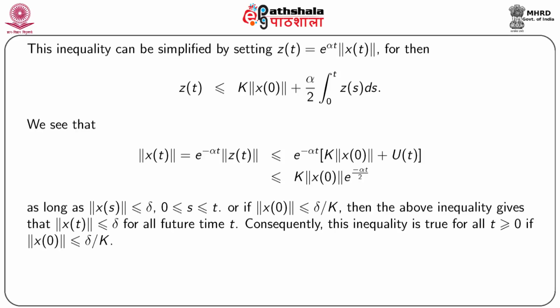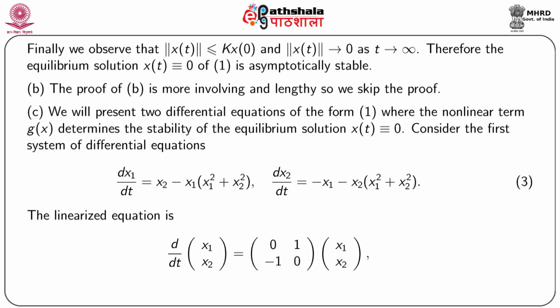Consequently, this inequality is true for all t greater or equal to 0 if norm of x(0) is less or equal to sigma by k. Finally, we observe that norm of x(t) is less or equal to k times norm of x(0) and norm of x(t) tends to 0 as t tends to infinity. Therefore, we conclude that the equilibrium solution x(t) equivalent to 0 of 1 is asymptotically stable.